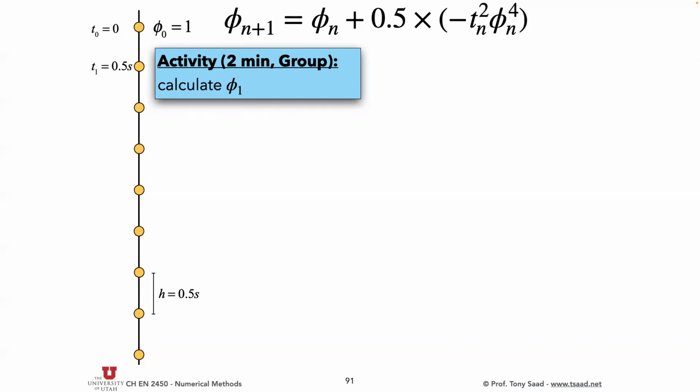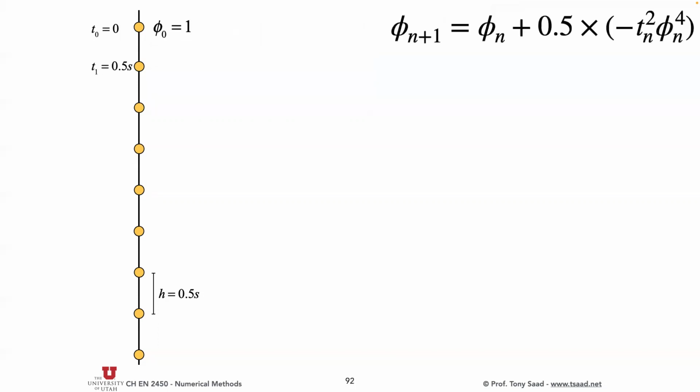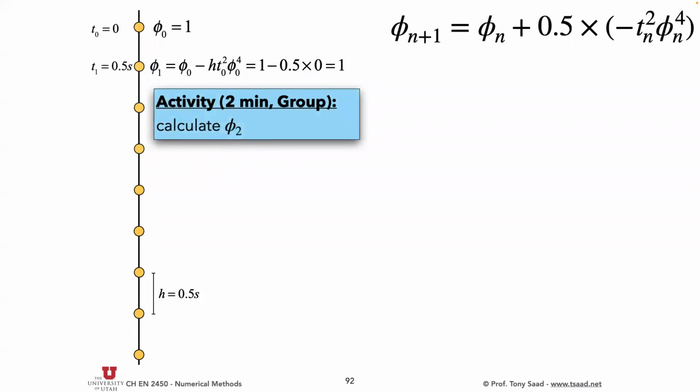Okay. So Alicia has phi 1 equal 1, and I'm going to agree with that. So phi 1 is phi 0 minus h times t0 squared times phi 0 to the 4. Then you simply substitute numbers. h is 0.5, t0 is 0, and phi 0 is 1. So that gives you 0. So that gives you a total of phi 1 equal 1. Let's go ahead and go after phi 2. And let me just move that formula to the center.